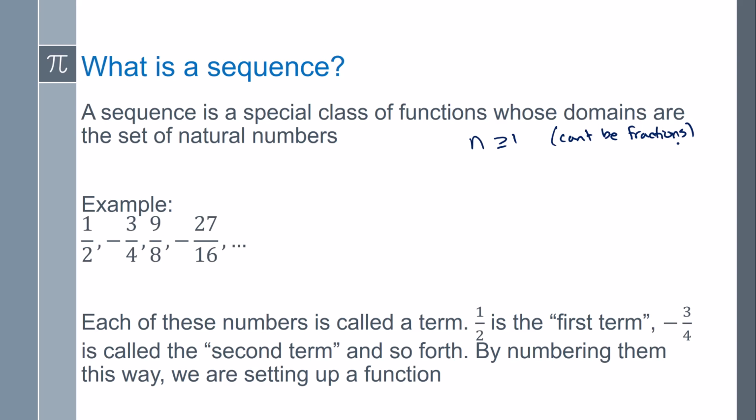Now, if we look at this example, 1/2, negative 3/4, 9/8, and negative 27/16, each of these numbers is called a term. So we would say that this is my first term, this is my second term, this is my third term, this is my fourth term. So if I said, what's my fourth term, you would say negative 27/16. And it's going to make it easier for us to identify those values.